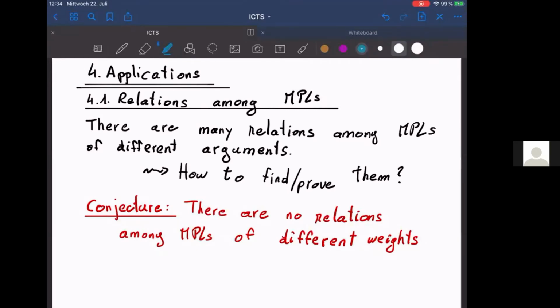Thanks. I insist, no one doubts that they are all transcendental. It's about what is proven and what is not proven. But I think for all practical purposes, we can always assume they're all transcendental, and that there's no relation among polylogs of different weights.